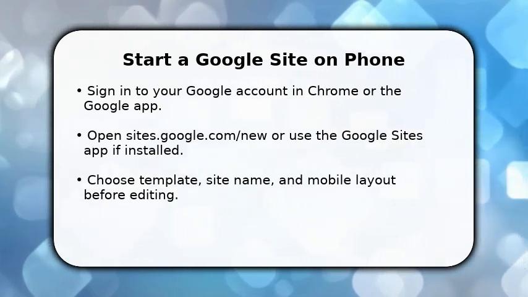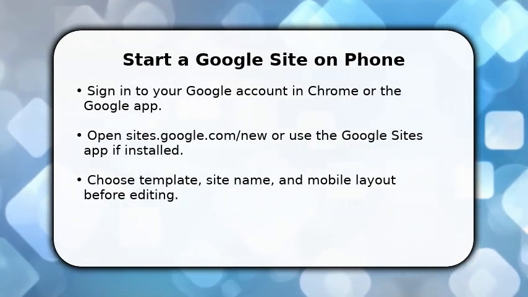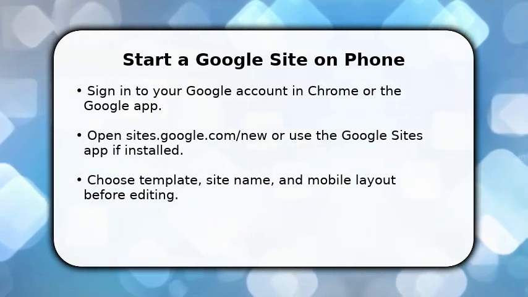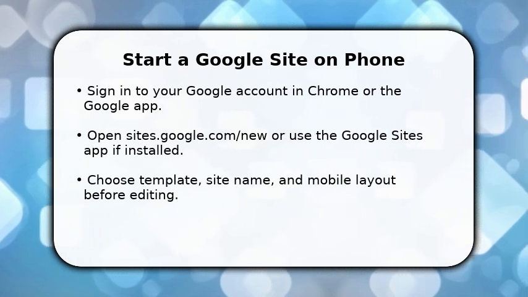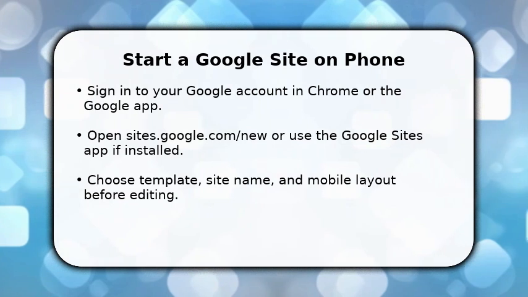Next, open Sites. Google.com/new in your browser or launch the Google Sites app if you have it. Once there, pick a template or start blank, give the site a clear name, and select a mobile-friendly layout so content fits. Now tap to create and we'll add content.